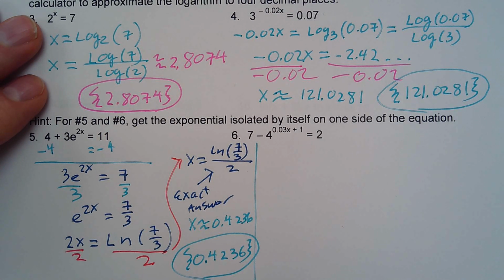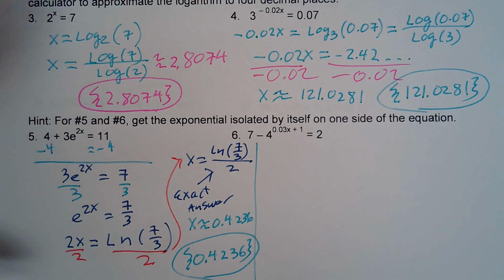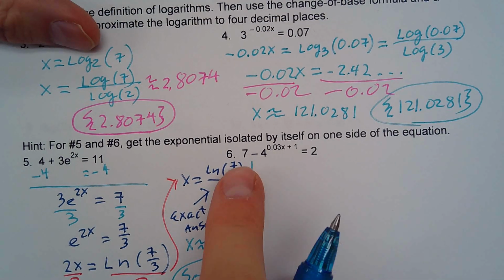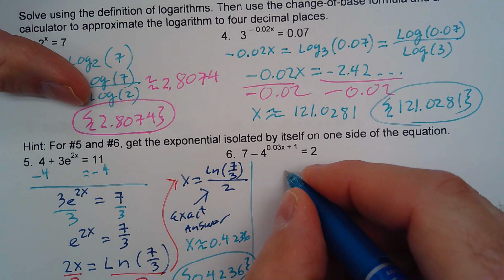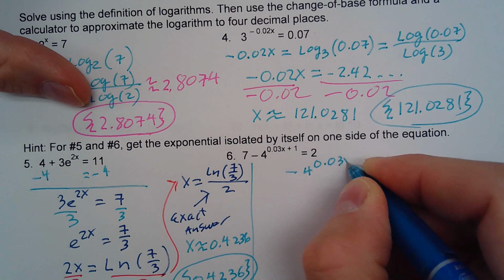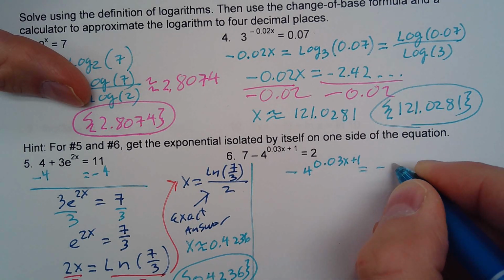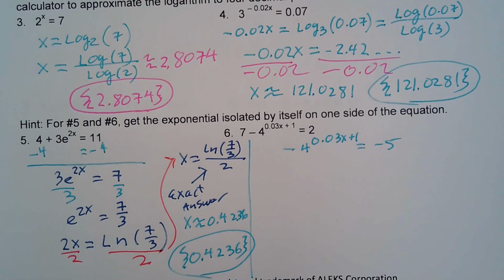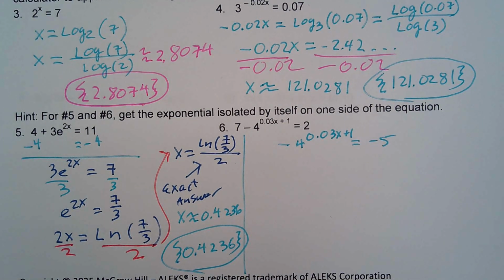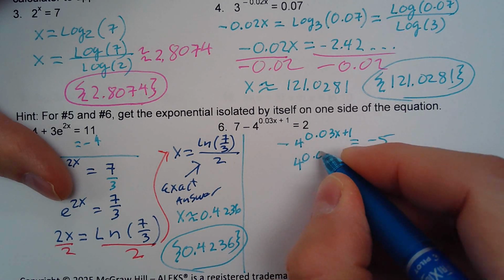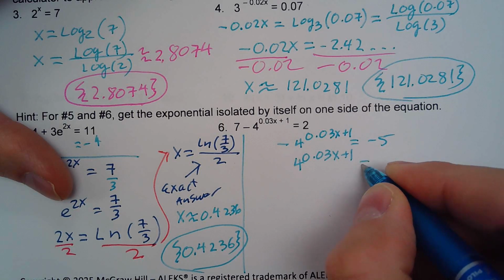All right, let's see if we can do problem number 7. So here I'd want to subtract 7 from both sides. That'll give negative 4 to the 0.03x plus 1 equals negative 5. Now you might think we have it isolated, but we don't quite yet. I need to get rid of that negative sign. So I'm going to divide both sides by negative 1. That'll give us 4 to the 0.03x plus 1 equals 5.